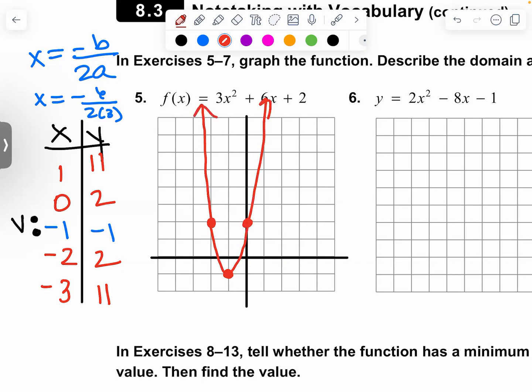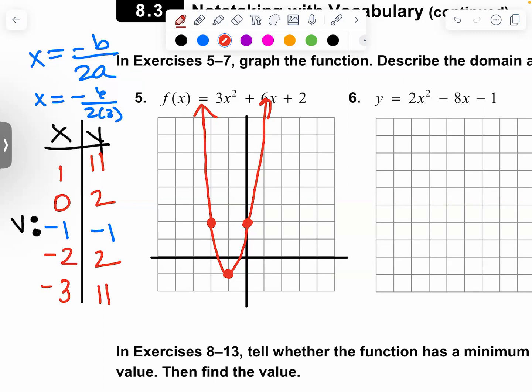When you plug in -2, is that what we're talking about? You would get 3 times 4, which is 12. Yeah. Plus 6 times -2. So it's all the numbers, not just the... Yeah. All the numbers.